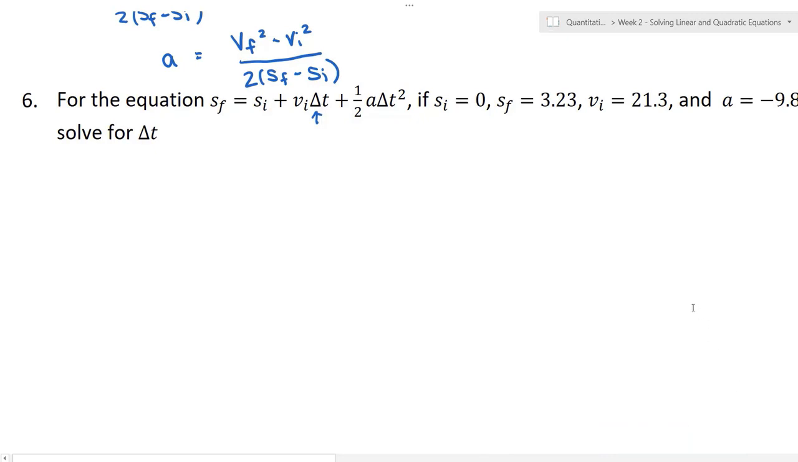So in the past I've said that if you're trying to solve for a variable, you want to isolate it first. And then once you've isolated it, so once it says delta T equals a bunch of other variables, you would just substitute in those values.